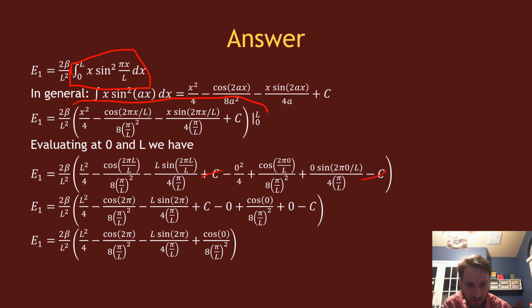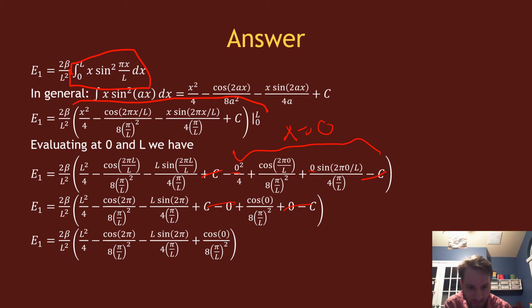So plugging in L for x, and plugging in 0 for x, taking the difference between those two things, I have L squared over 4 minus a bunch of cosines and sines. And then I have the place where I've evaluated x equals 0, and plug in some zeros. Things are going to simplify down. I'm going to have a bunch of zeros multiplied by some stuff. Those terms are just going to be 0, so they go away.